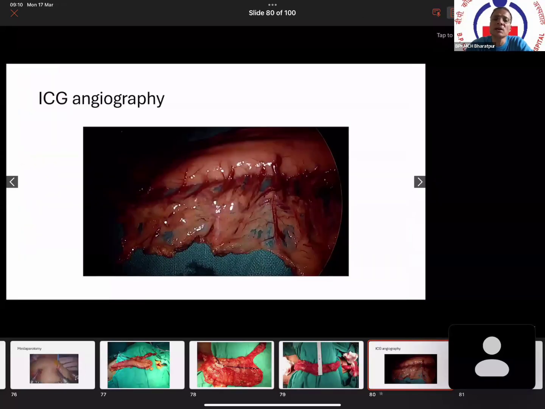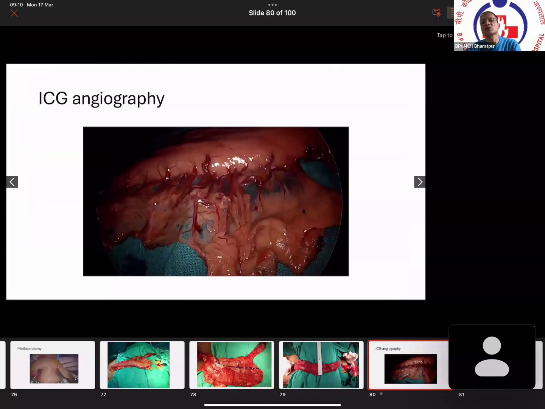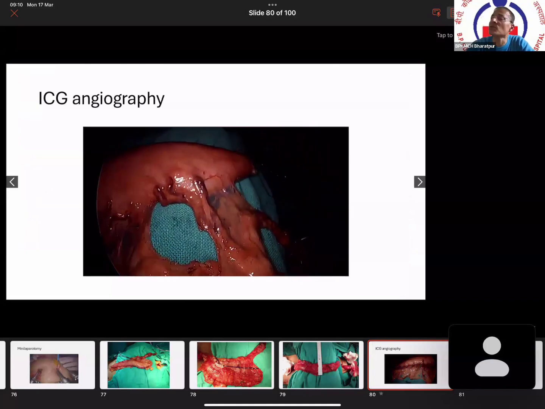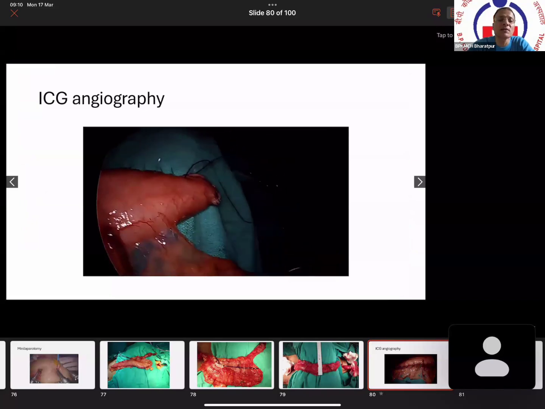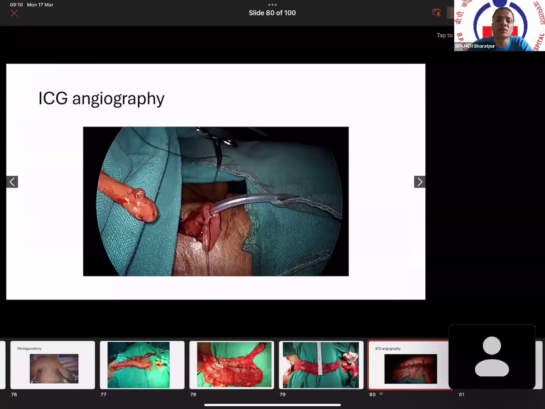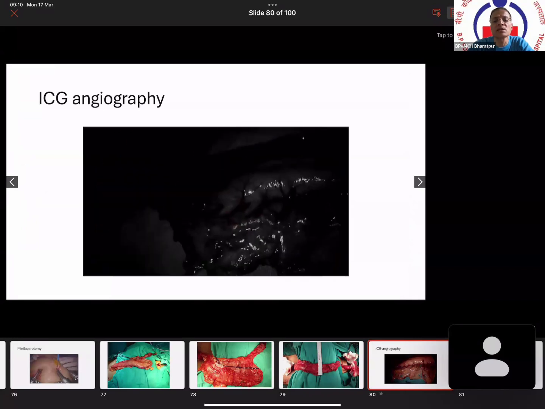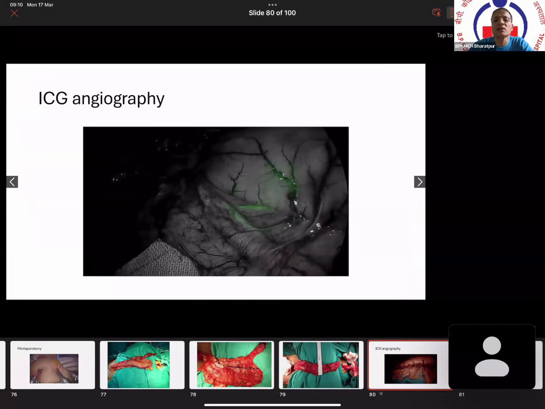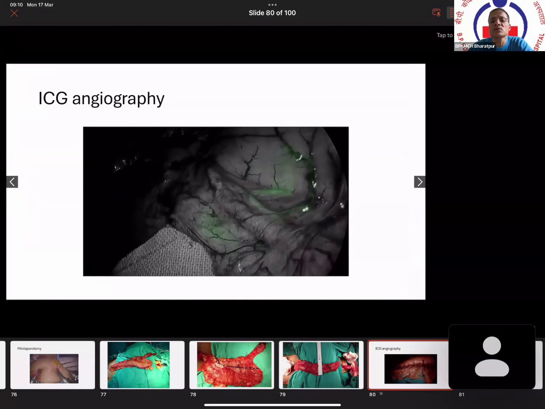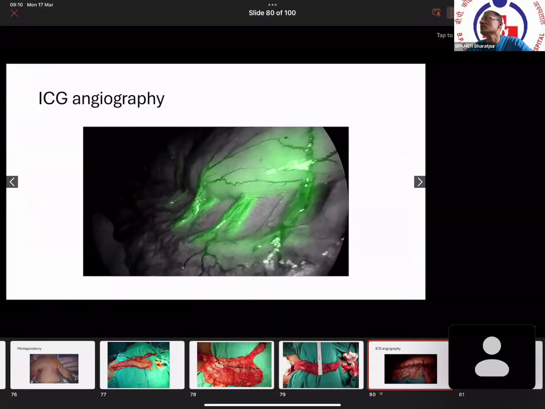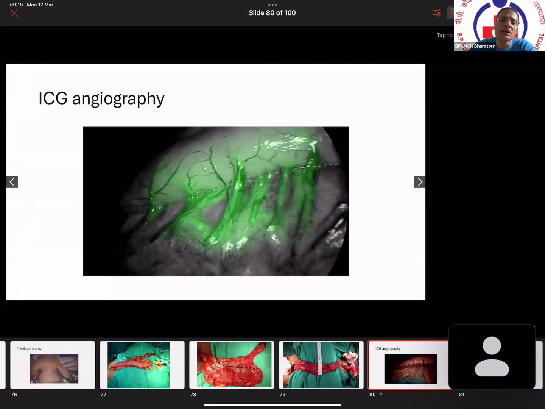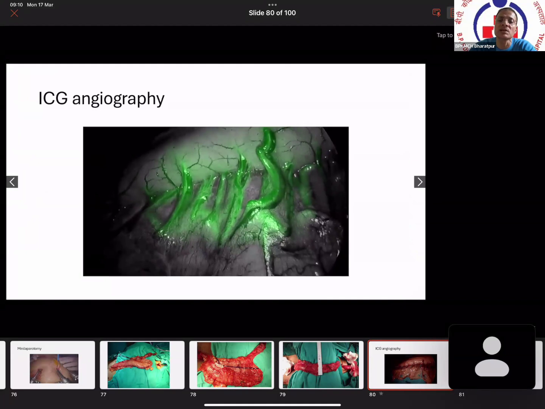Then we can test it with ICG angiography also. In our institution, it's our routine practice to do the ICG angiography before making the anastomosis in order to establish where is the good point of vascularization. So ICG was given, and we can see the ICG is now being shown here. It's very good, and you can reach up to the tip. So where is the good vascular point, we can choose that point for the anastomosis, just in order to avoid the possible risk of anastomotic leakage.